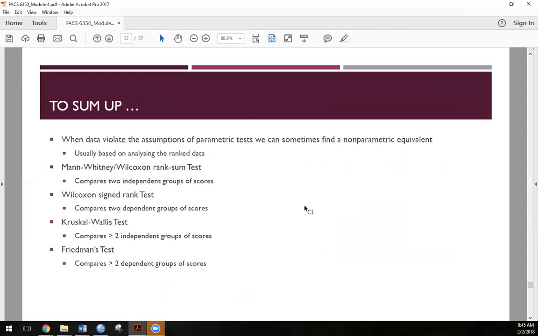And so this is an example of how you would write those results. So if you have non-parametric data, then the 4 tests that we're concerned with are the Mann-Whitney or Wilcoxon rank sum, the Wilcoxon signed rank, the Kruskal-Wallis, and the Friedman's.